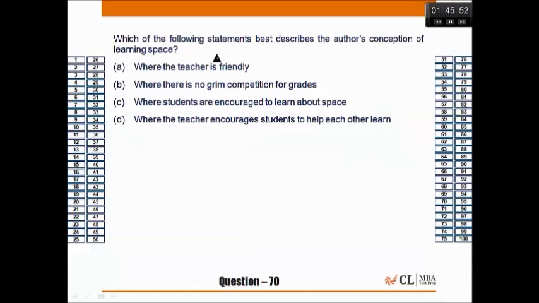Okay, let's see. Which of the following statements best describes the author's conception of learning space? Where the teacher is friendly, not necessarily. Where there is no grim competition, that is too extreme. Okay, he is not saying no grim. Where students are encouraged to learn about space, that is vague. Where the teacher encourages students to help each other learn. Yeah, D. That is D, and that is 70.